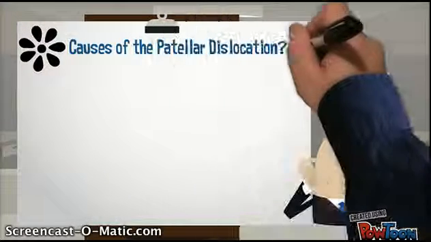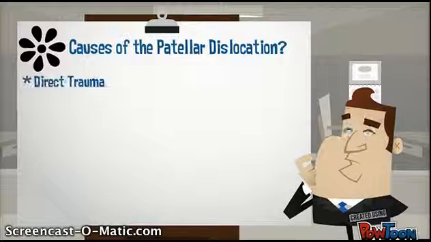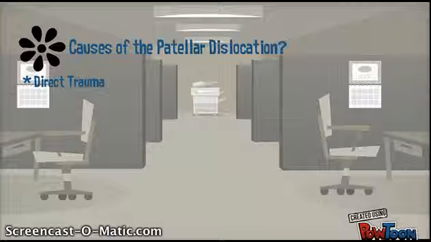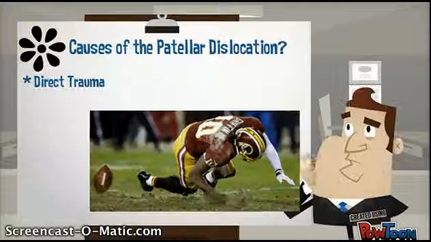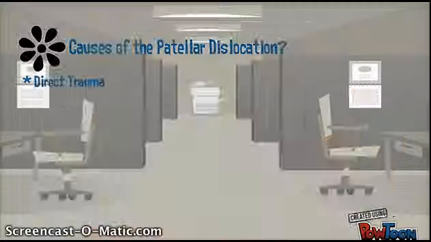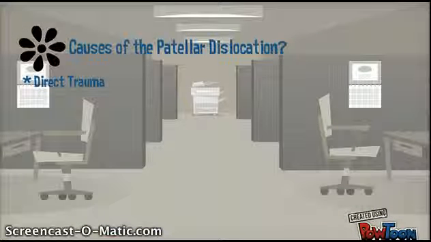Causes of patella dislocation. Usually, patella dislocation is caused by direct trauma. Direct trauma is trauma caused by an impact from a direct fall onto the knee that causes dislocation of the patella.